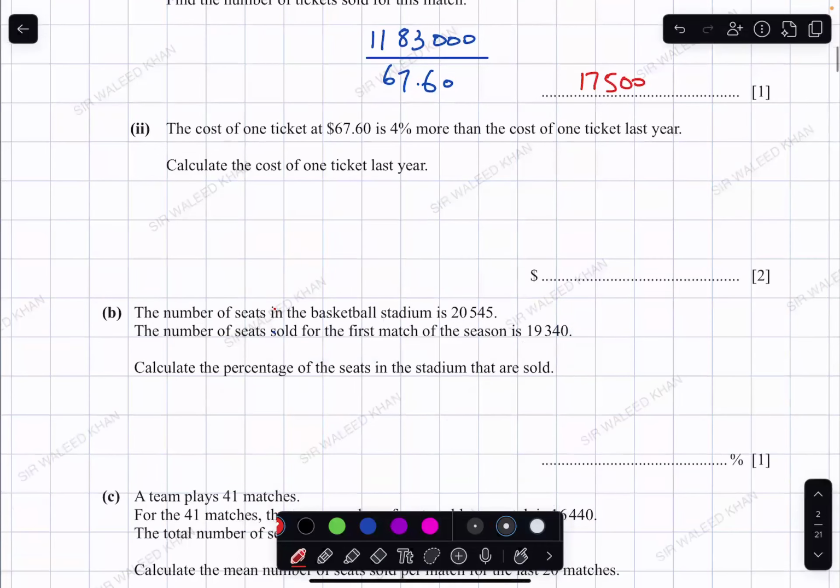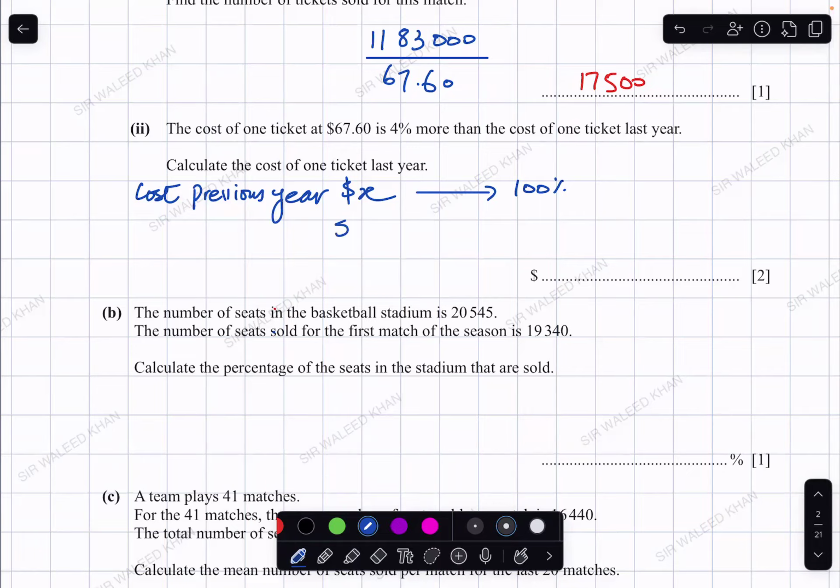Next one, the cost of one ticket at this much amount is 4% more than the cost of one ticket last year. So they are comparing it to last year. Whenever we have a comparison of something, we can always make use of proportions, right? So the cost the previous year, let's say we don't know, that is X dollars. And whenever we are talking about the original, the previous value, it will always be representing 100%.